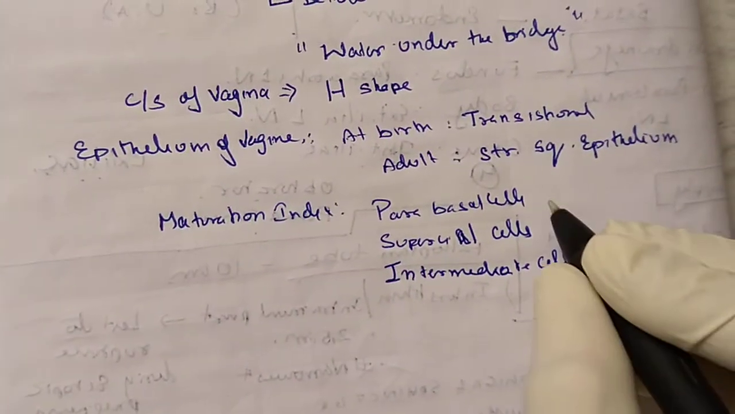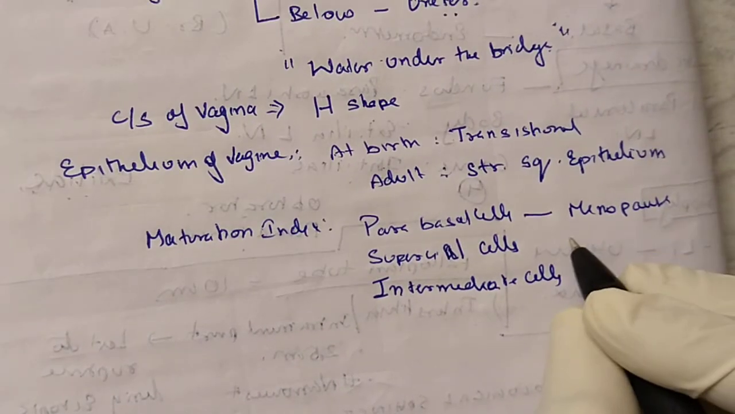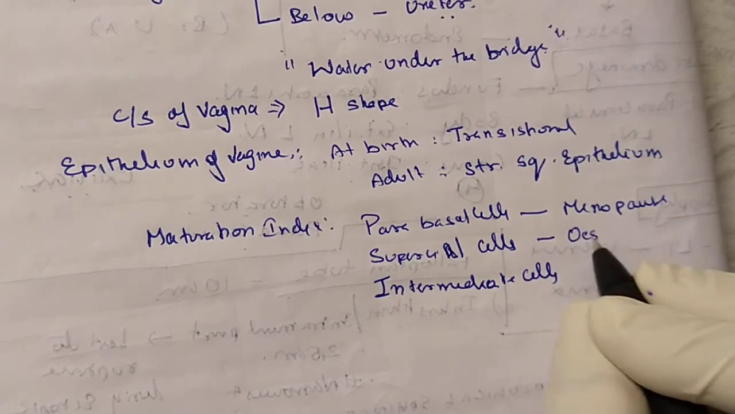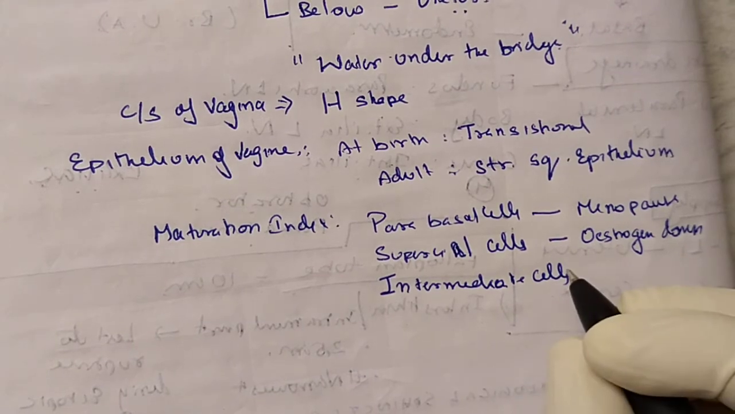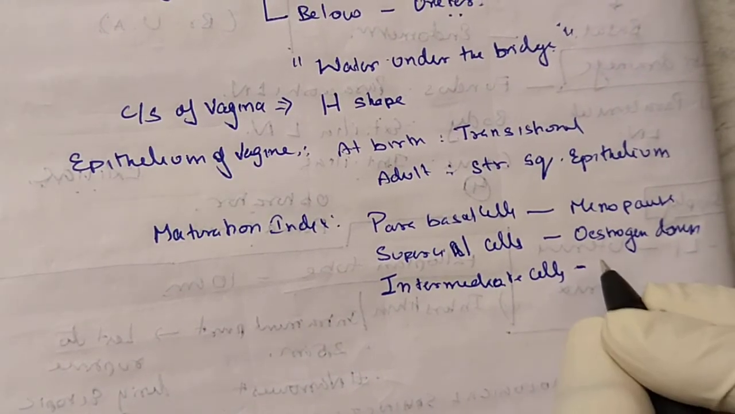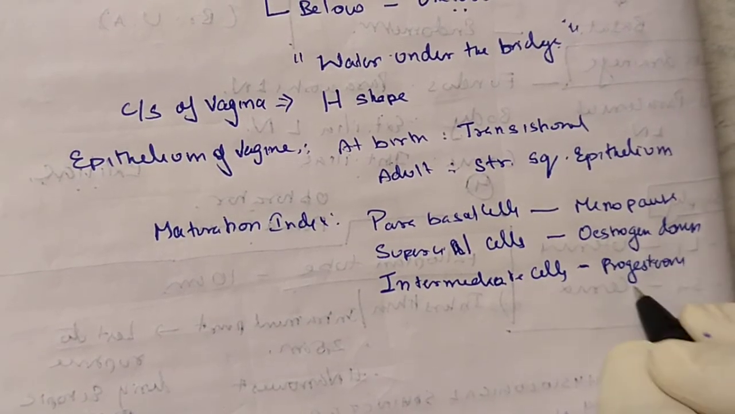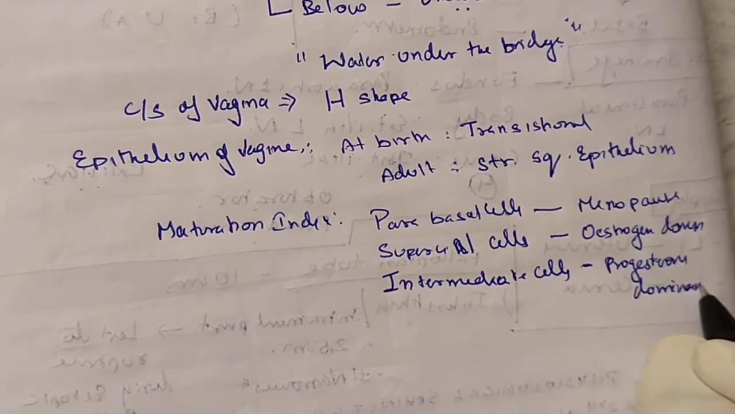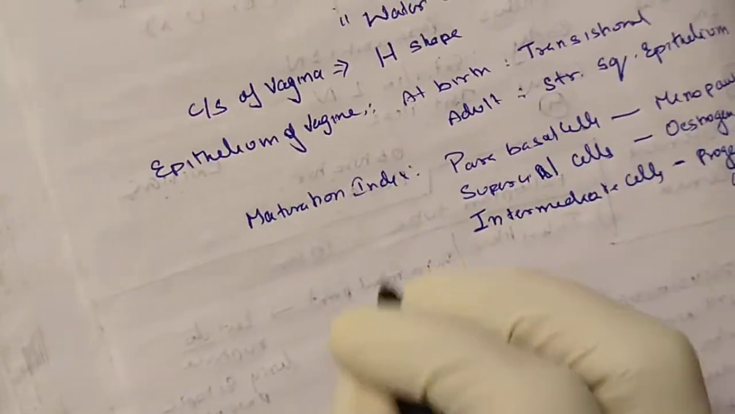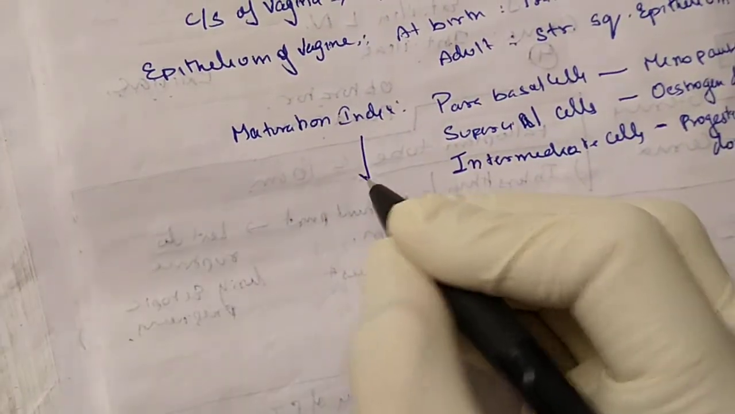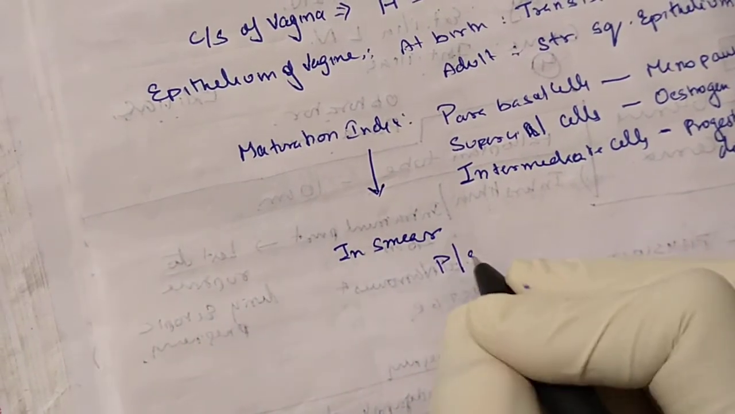So parabasal cells are seen at menopause, and it is estrogen dominant, and it is progesterone dominant. Now we'll talk about how parabasal cells are seen. In a smear we take them, and we identify the cells in the fashion PSI.